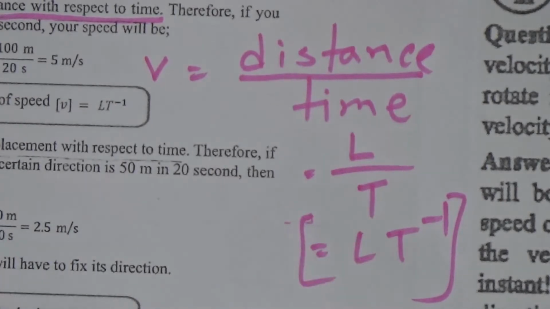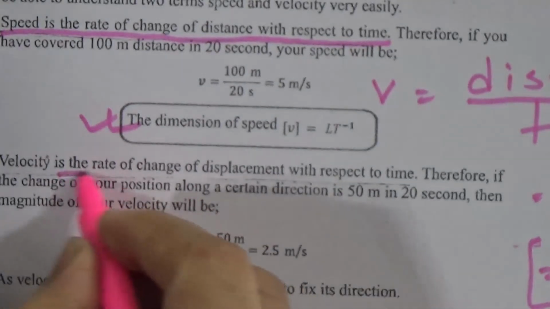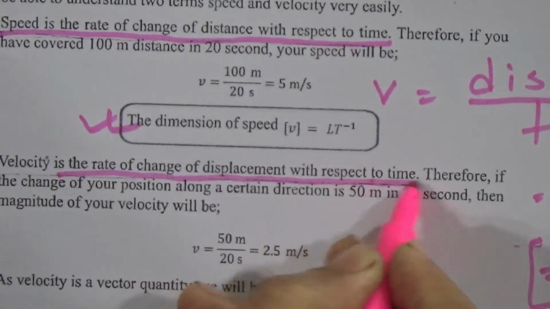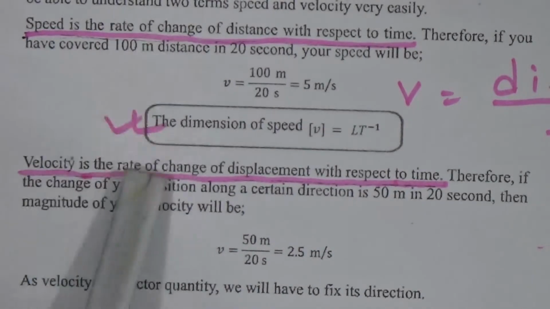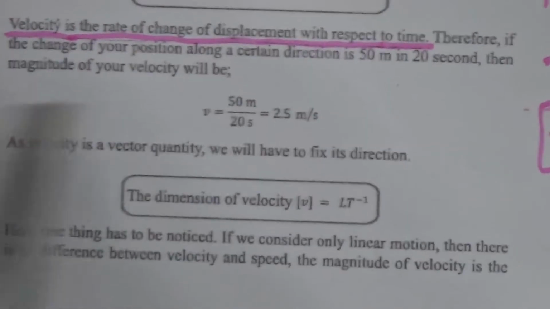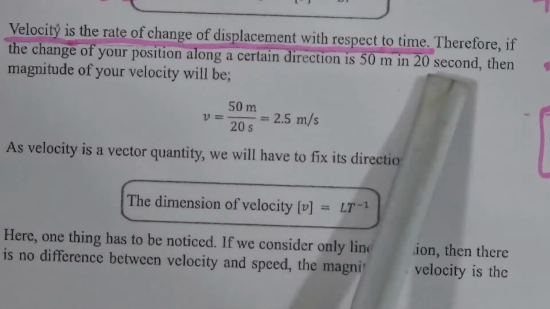Now come to velocity. What is velocity? The rate of change of displacement with respect to time is called velocity. My dear students, memorize properly these two definitions. The rate of change of displacement with respect to time is called velocity, and we denote velocity also by V.